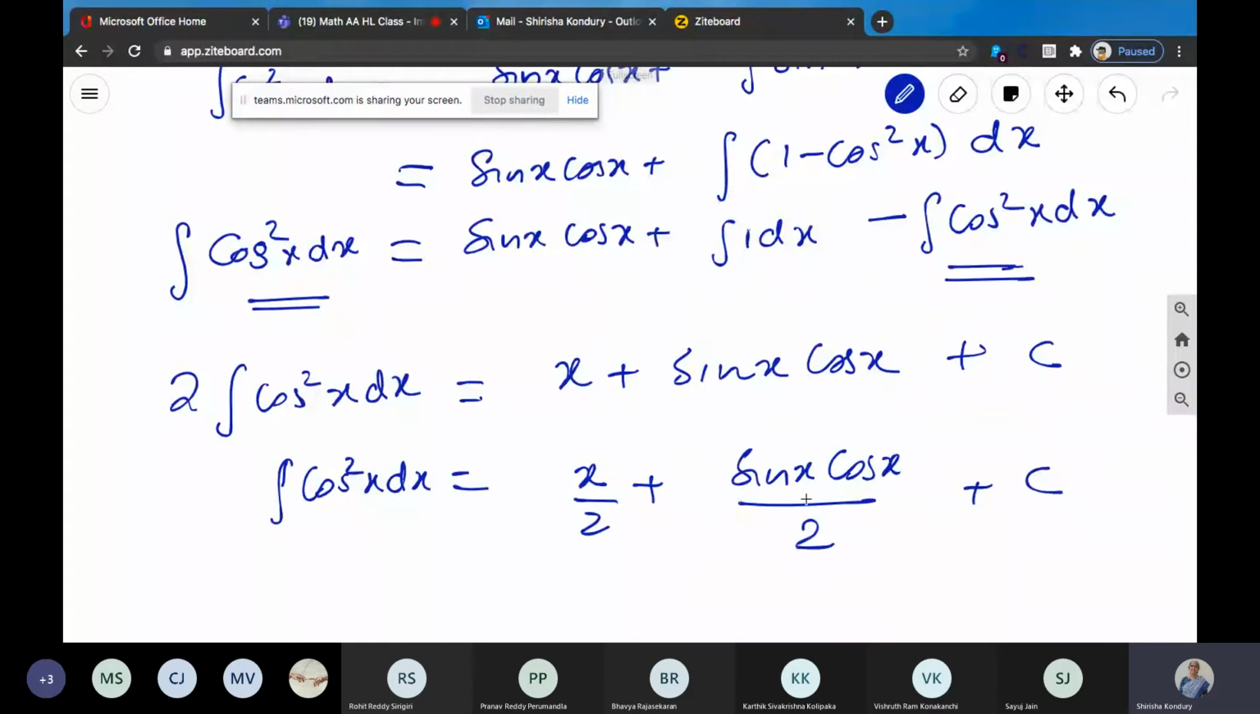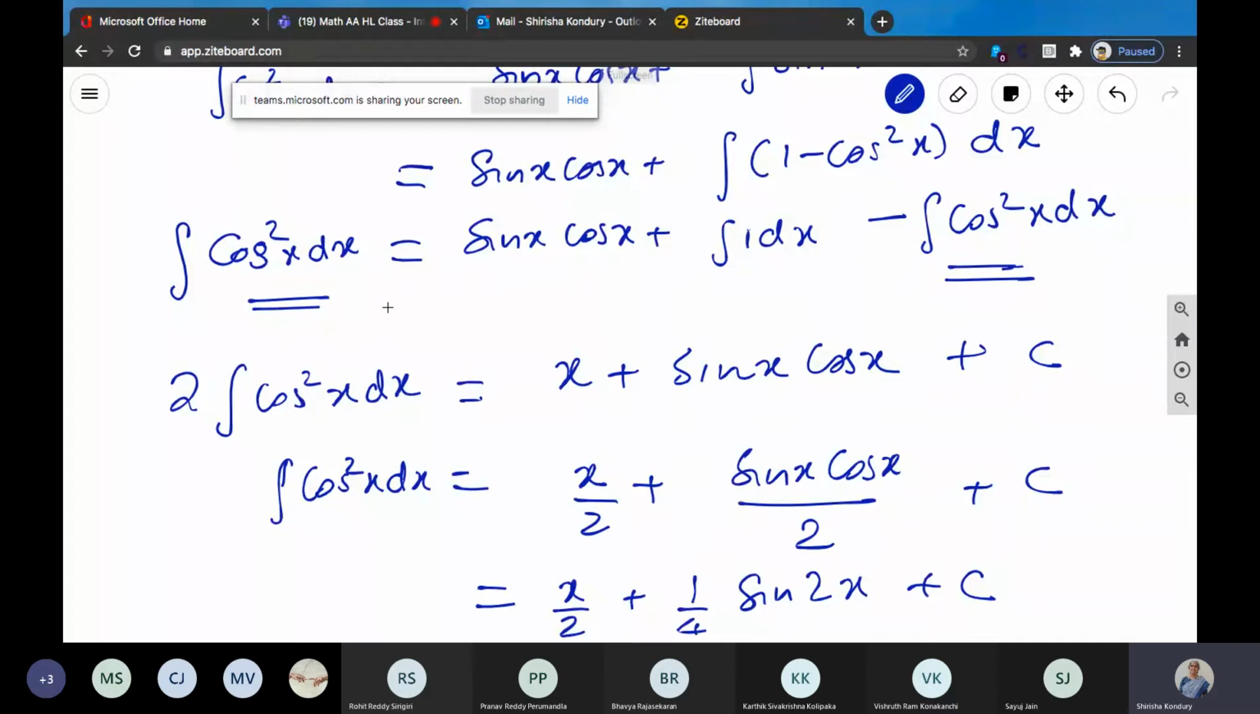Is this the same answer that I got? Yes, I got x by 2 plus 1/4 of sin 2x, but sin 2x is 2 sin x cos x. So what I have got is same as what I got earlier. So this is another way for me to show you that integration by parts works because I got the exact same result that I got earlier with another method. You can try integral of sin square x similarly.